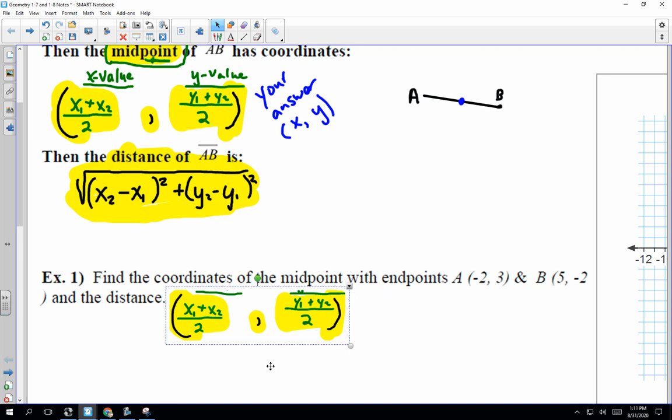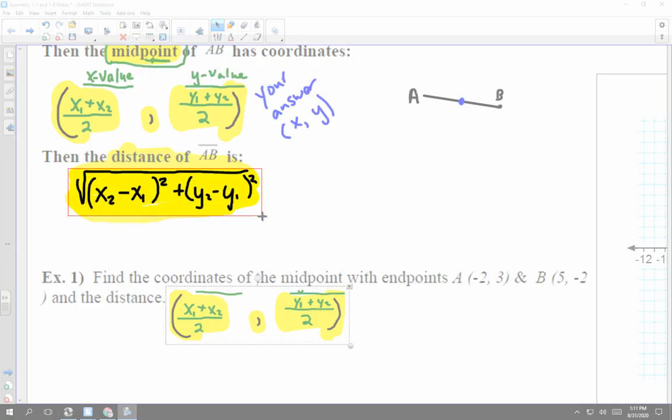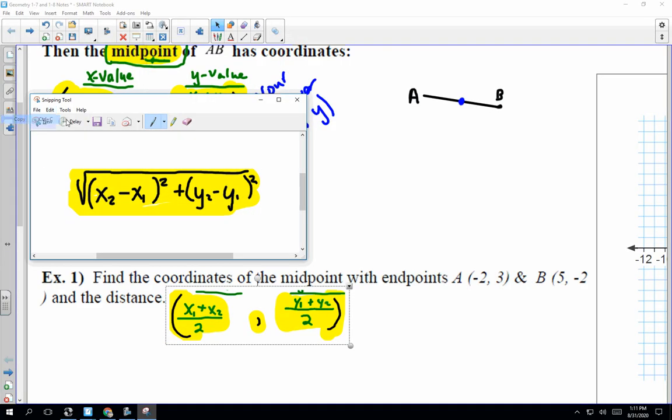Okay, so in example 1, we have endpoints -2 and 3 and 5 and -2. So we're going to find the midpoint and the distance. So I'm going to also drag this formula with me wherever I go.